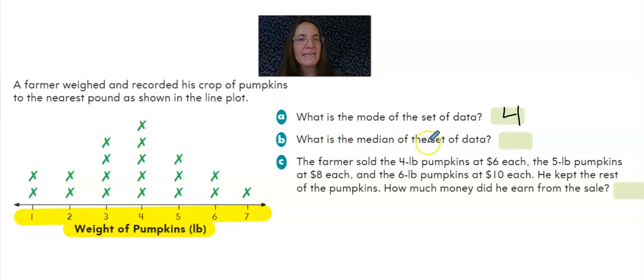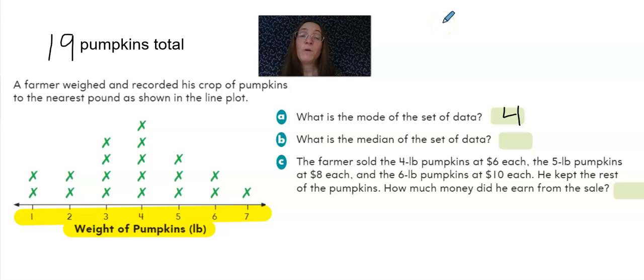What is the median of the set of data? Well, that is the X that falls right in the middle. So first of all, we're going to count up our X's. 2 plus 2 is 4. 4 plus 4 is 8. 8 plus 1, 2, 3, 4, 5 will be 13. 13 and 3 equals 16. 16 and 2 is 18. And 18 plus 1 is 19. So we have 19 pumpkins here.